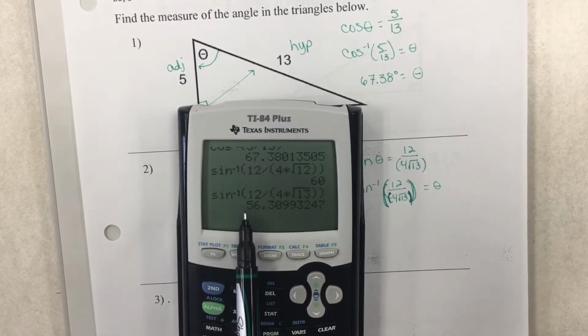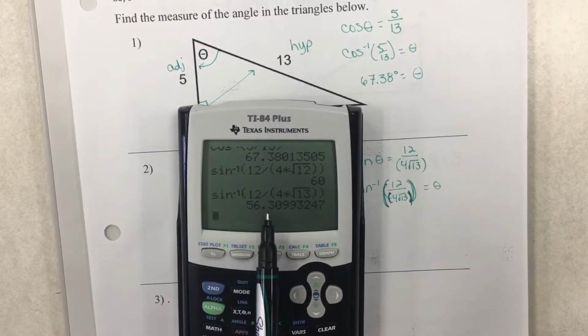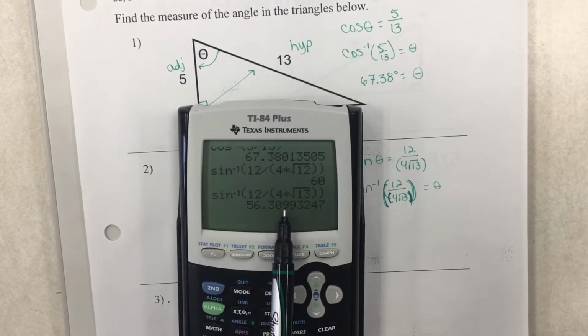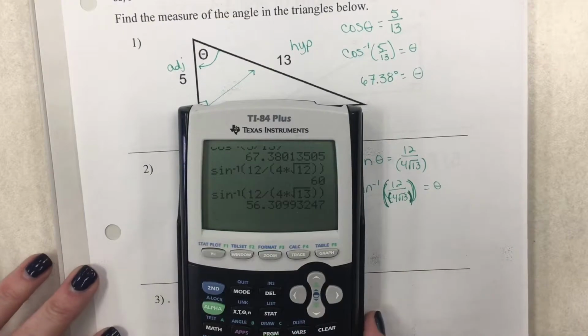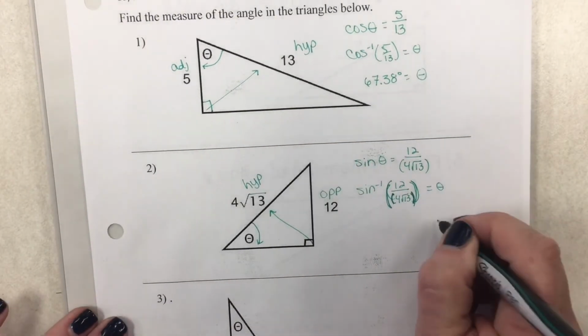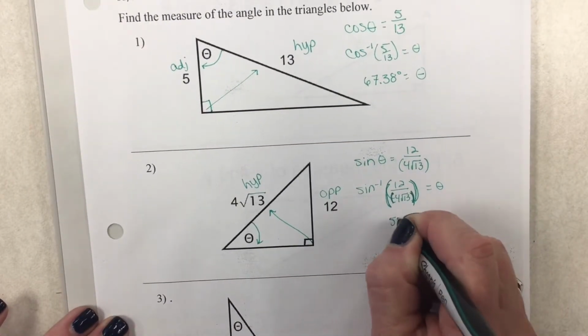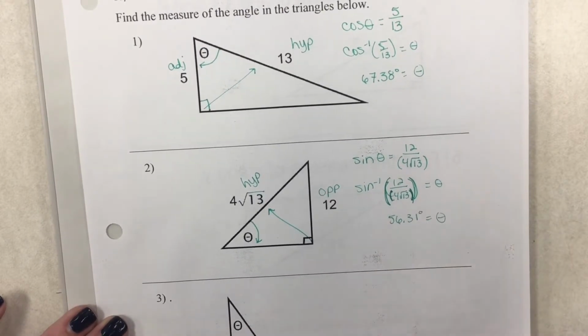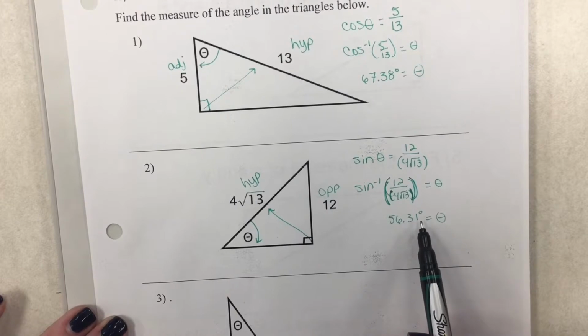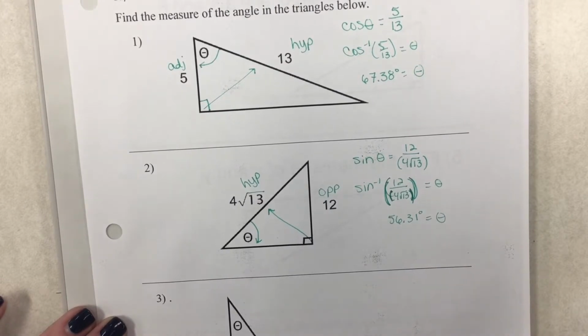You're taking the inverse sine, and then there should be an automatic parenthesis that's given, right? 12 divided by parenthesis, then 4 times the square root of 13, and then 2 parentheses closing that. Got it? And you should get 56.31. And again, we're just making a common statement of rounding it to the hundredths. And since we are finding an angle measurement, that is represented as degrees.